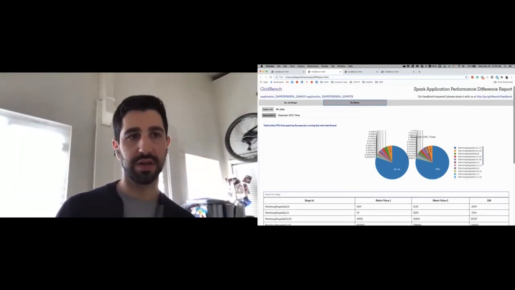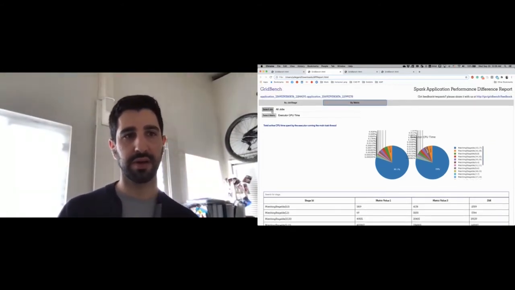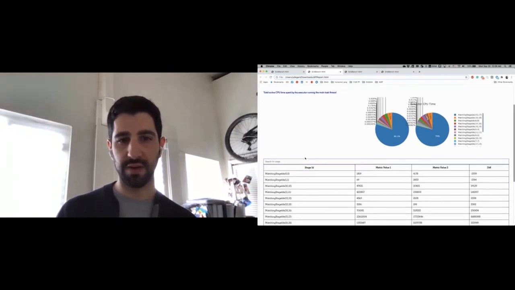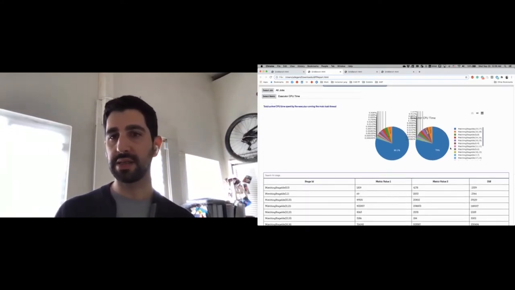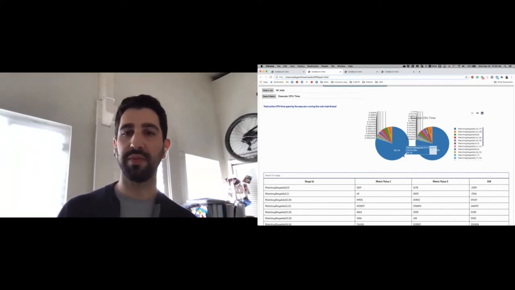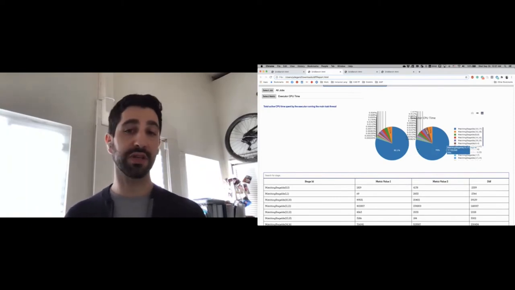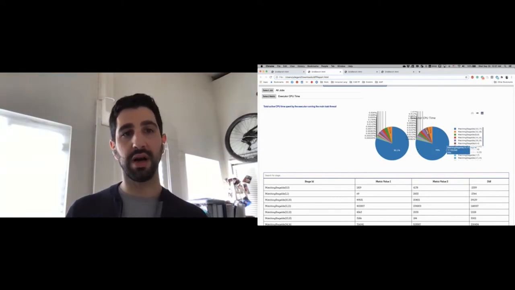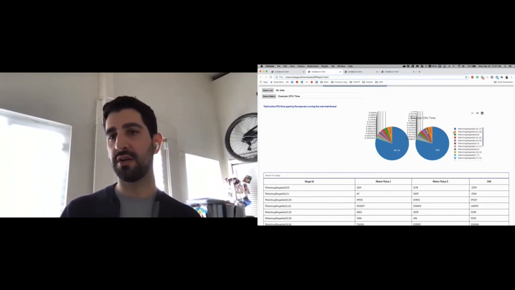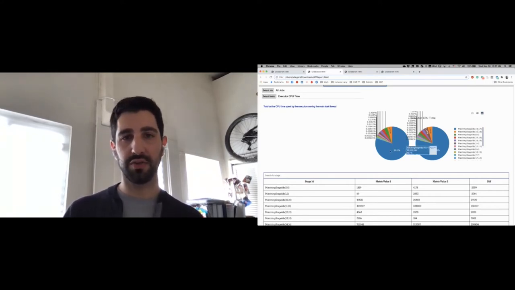Another option here is to display by metric. For example, what we have here basically lets the user see what type of metric and what stage is spent, like where the metrics are spending time for each particular metric. In this case, for the executor CPU time, we can see that for the matching stages 15 and 17, there's a bit of a difference between the two application runs.